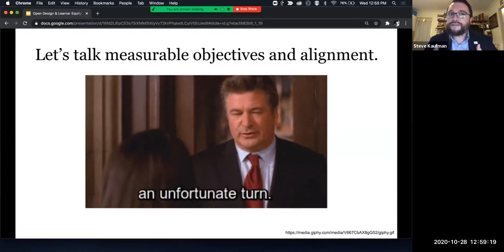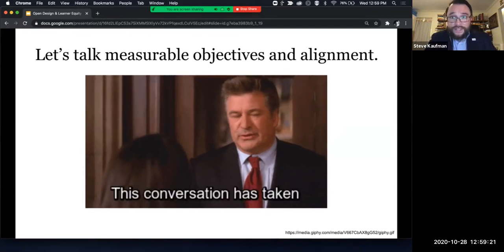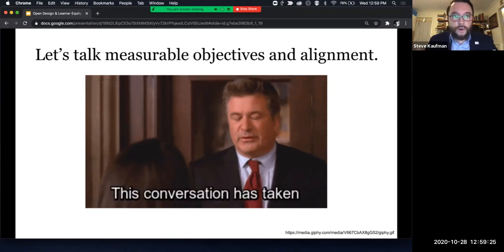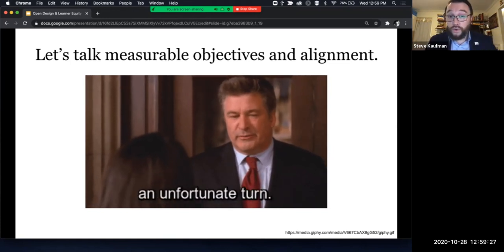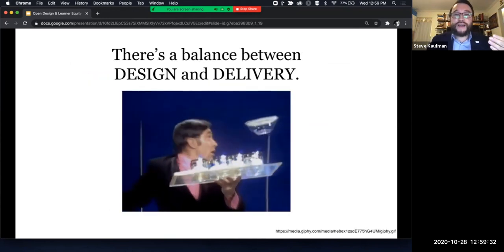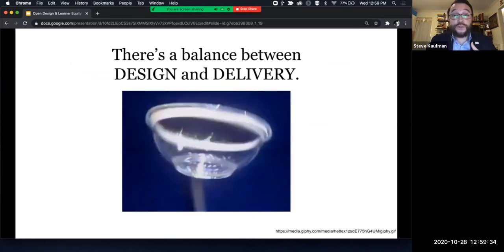So I understand that faculty might be coming to you as a designer, perhaps, or in a support position with a lot of preconceived notions about what they've heard about QM. And part of our role being the QM flag wavers is to dispel some of those rumors. And we certainly know that there's a balance between design and delivery.